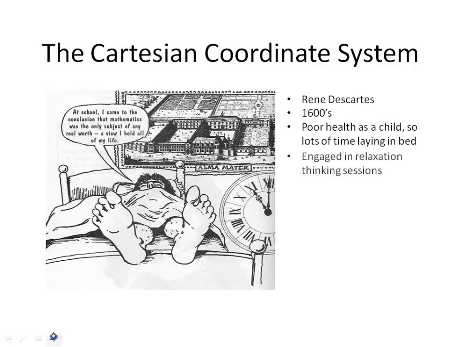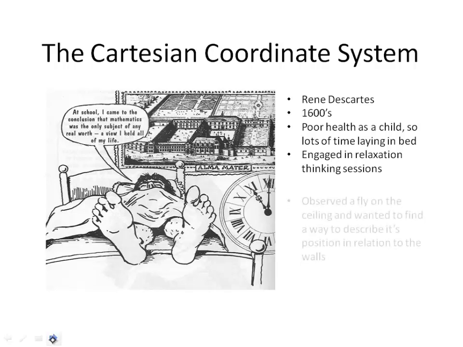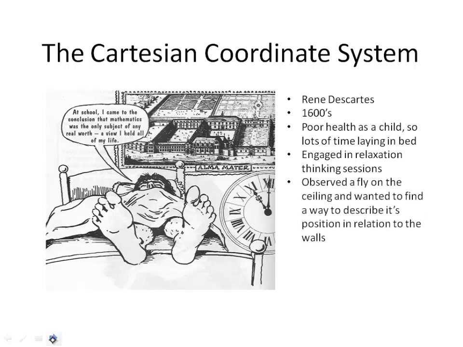It also meant that he could engage in thinking sessions where he would just relax and think and philosophize about all sorts of things. During one of these times, he observed a fly on the ceiling, and he thought about how he would describe that fly's positioning in relation to the walls. His ideas were published and further developed by other mathematicians like Fermat.